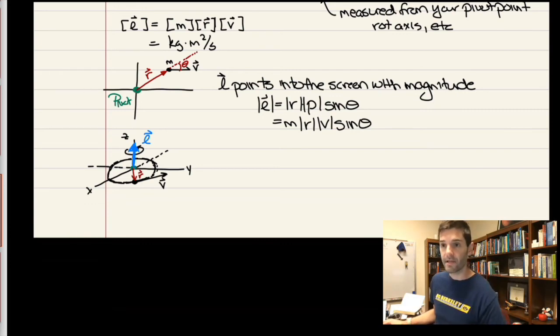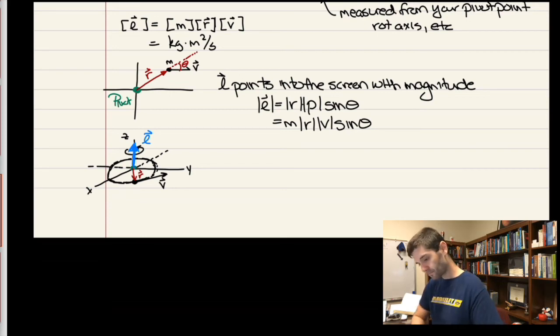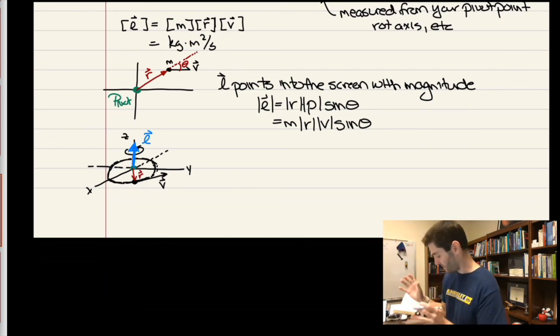So the goal for me today is to essentially write down all the main results and then just do problems in the next lecture. Because I will admit, angular momentum is probably the most abstract of all of these weird rotational vectors.